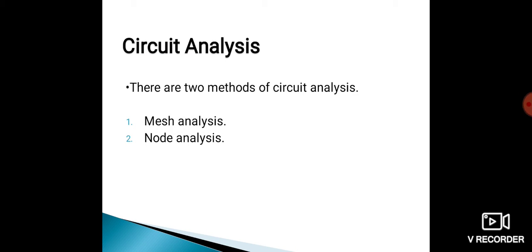First, there are two methods of circuit analysis. One is mesh analysis and the other is node analysis. In the previous video, we learned what is mesh and what is node. Mesh is a part of a loop. If one loop is divided into two parts, then that loop contains two meshes. That is called a mesh. And a node is the point at which two or more branches get connected.